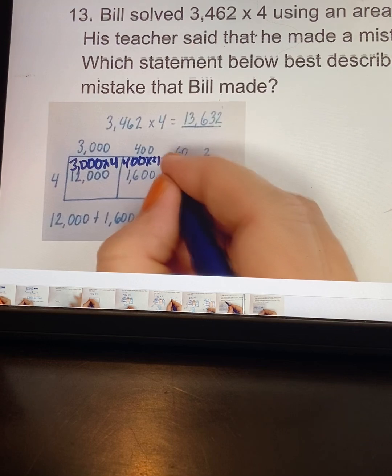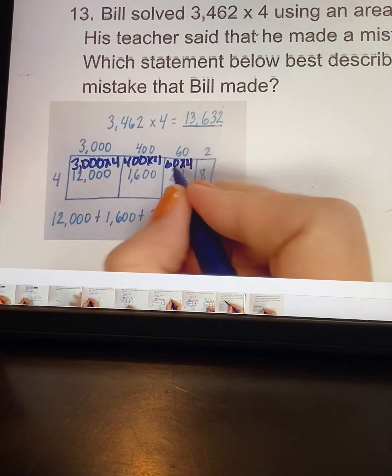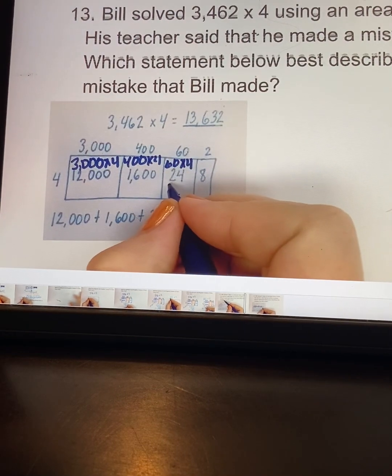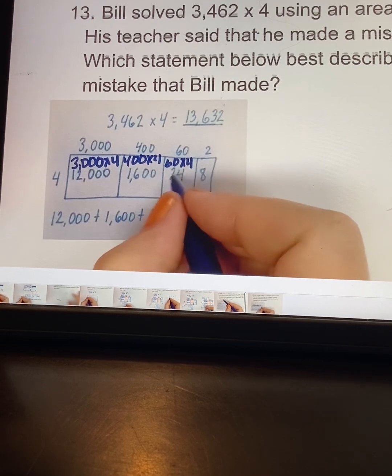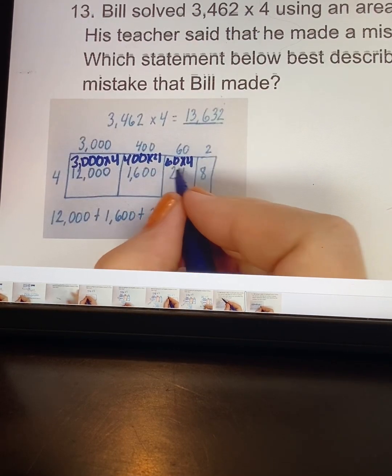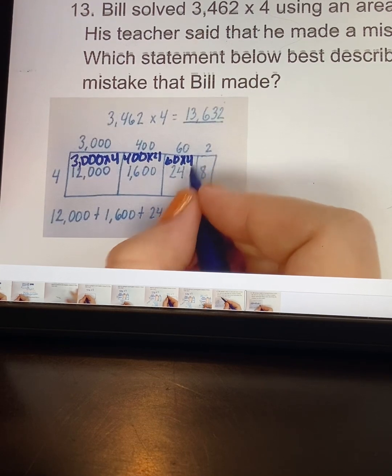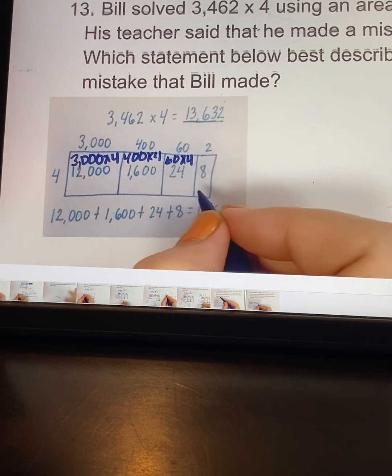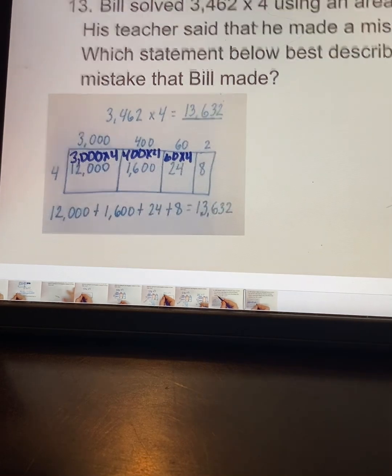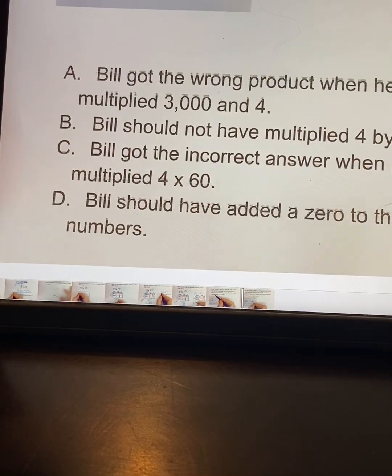Well, let's look at this part. You have 60 times 4. 6 times 4 is 24, but what did Bill not do? He did not put his 0. So we found where he messed up. And that happens so many times. So just be careful and make sure you put your 0.